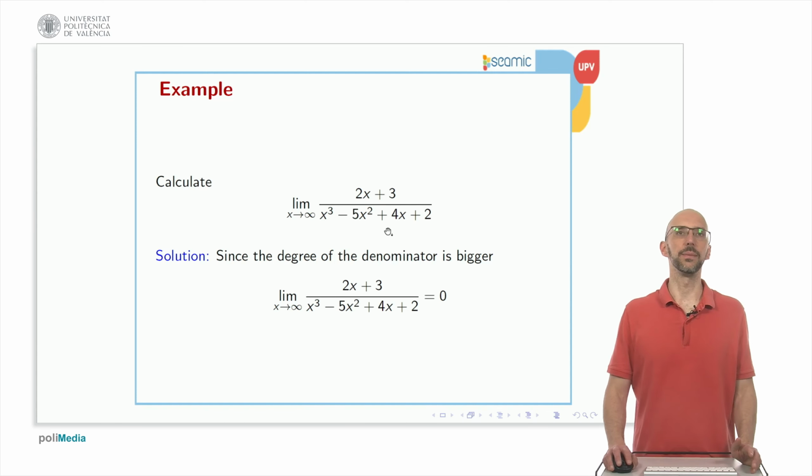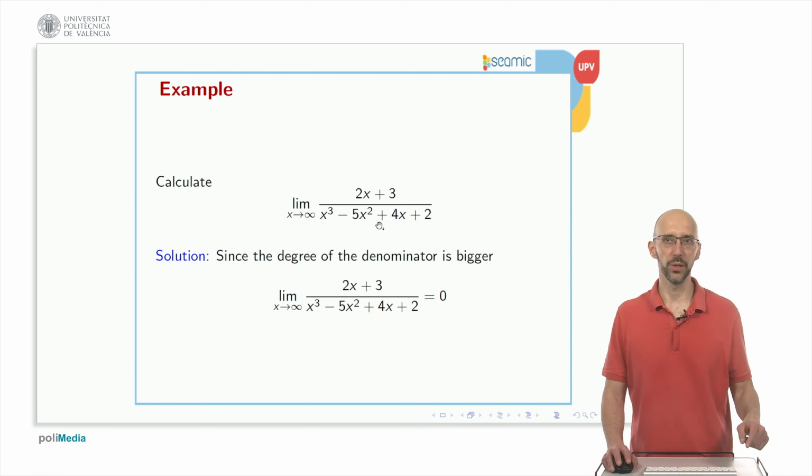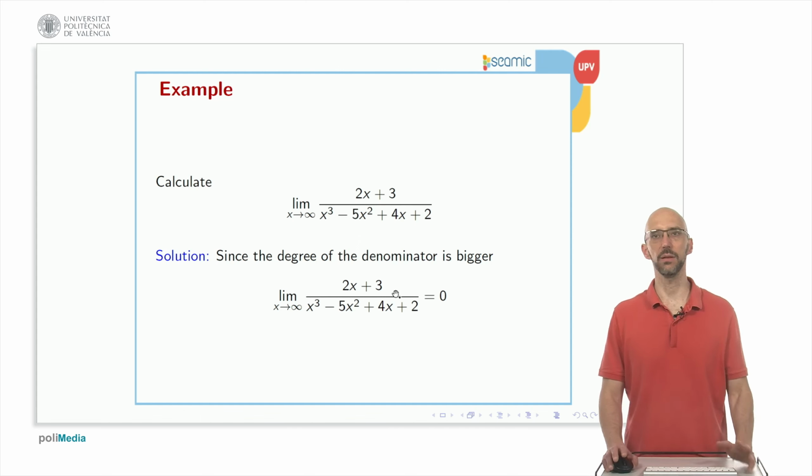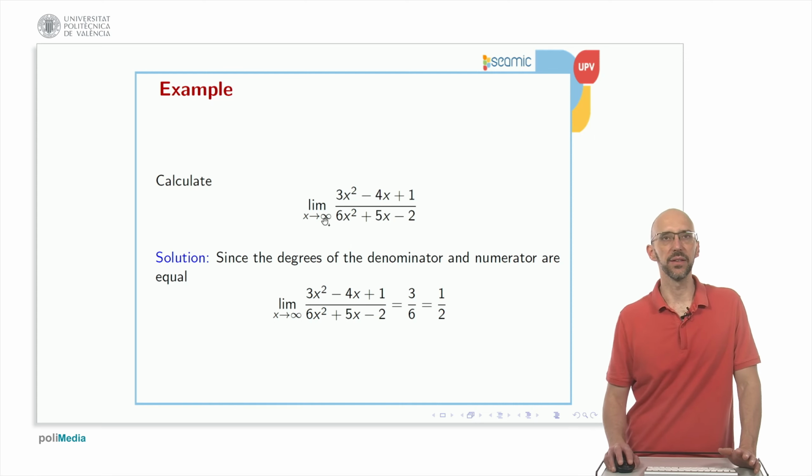Okay, take a look at this limit. Limit when x tends to infinity, and on top we have a polynomial of degree 1, below a polynomial of degree 3. The degree of the denominator is bigger, therefore this limit equals 0 directly. Piece of cake.